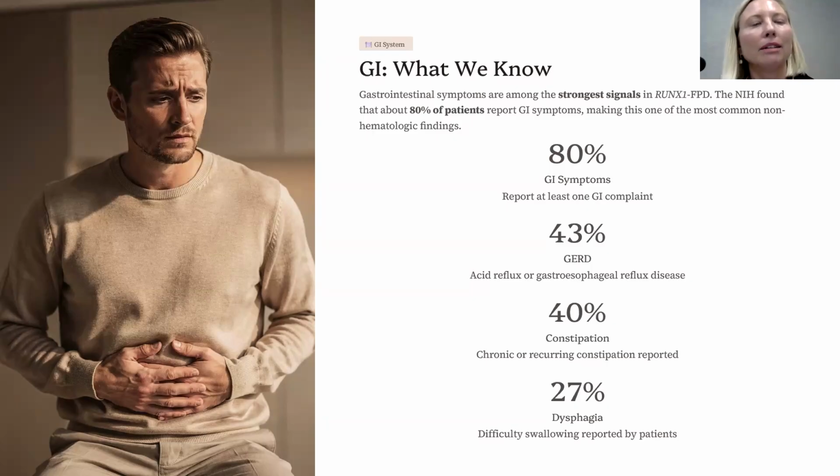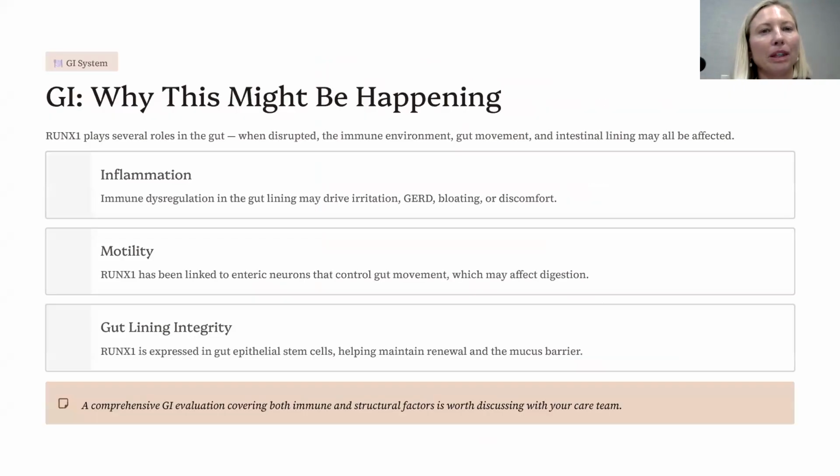And some of the more common signs and symptoms are GERD at about 43%, constipation at about 40%, and dysphagia, which is essentially difficulty in swallowing, is at about 27%. So this isn't a subtle signal. This seems to be quite real. And so why might this be happening?